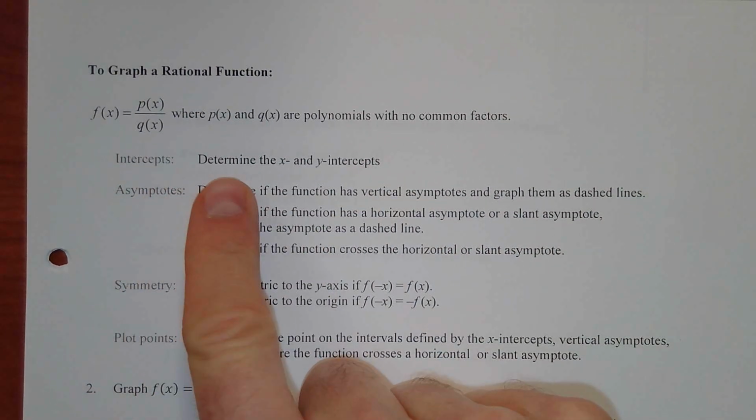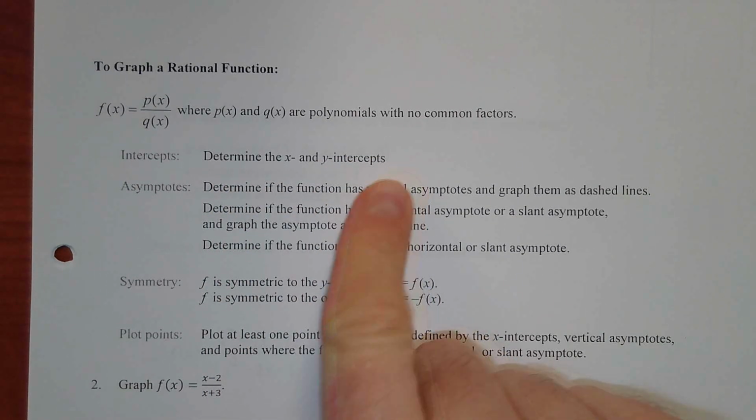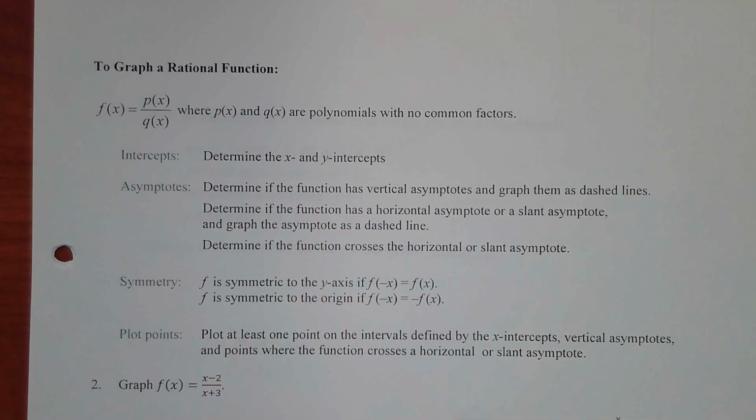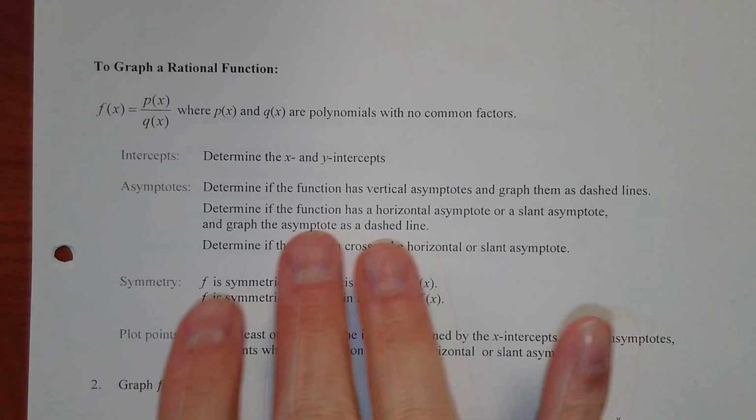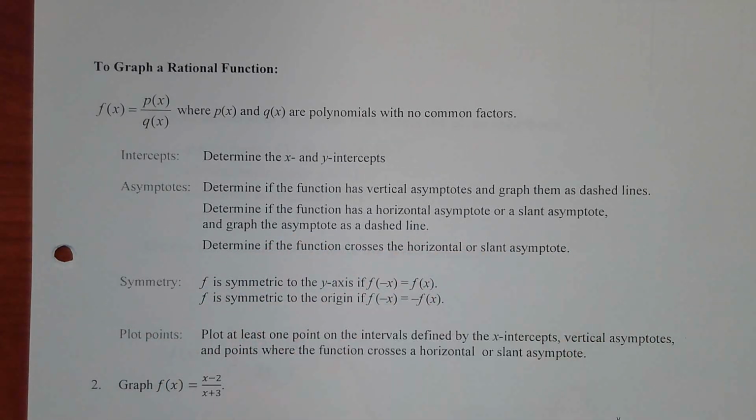So we're going to first determine the intercepts, the x-intercepts and y-intercepts. Determine if the function has vertical asymptotes and graph them as dashed lines. Determine if the function has a horizontal asymptote or slant asymptote. We won't be discussing slant asymptotes, so you can kind of cross that out. And graph the asymptotes as a dashed line. Determine if the function crosses the horizontal or slant asymptote. You can check for symmetry. We talked about that a little bit before in the previous section. And then plot at least one point in each interval defined by the x-intercepts, vertical asymptotes, and where the function crosses a horizontal or slant asymptote.